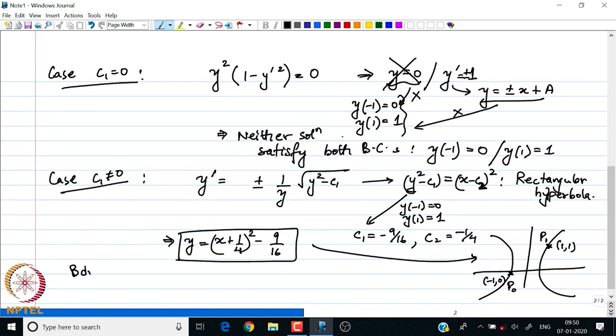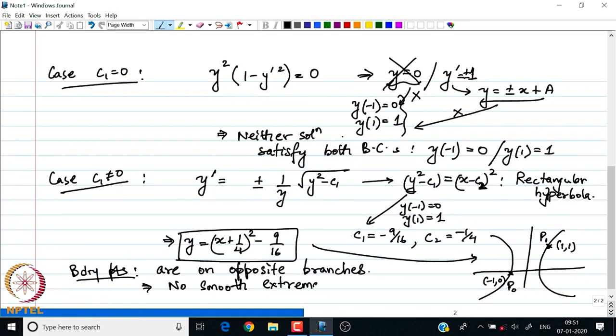So the conclusion here is that the boundary points are on opposite branches, and it implies that there are no smooth extremals connecting P0 and P1, right? It is quite clear from the diagram. So which means that this problem is not going to admit any continuous solution, let alone continuously differentiable solution.